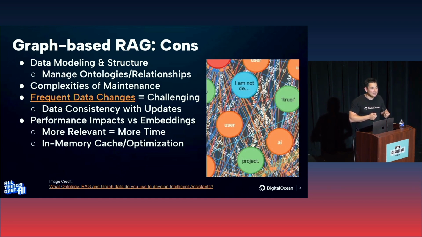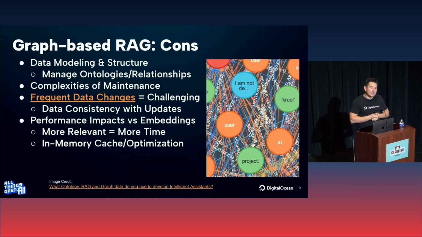The other thing is if you have frequently changing data, and you're updating that data really, really frequently, it becomes even more difficult to keep data consistency and update the relationships between your different sets of data points. That's probably the most significant drawback to graph databases. But also, there's impacts to performance, right? Vector databases accelerated by GPUs are super, super fast.